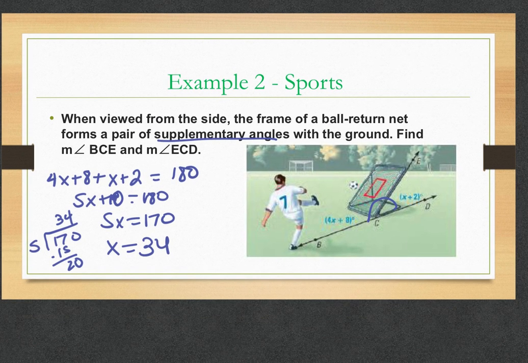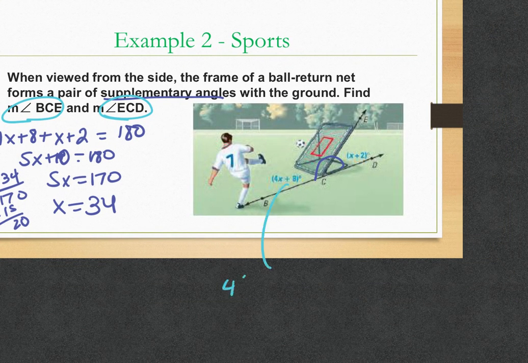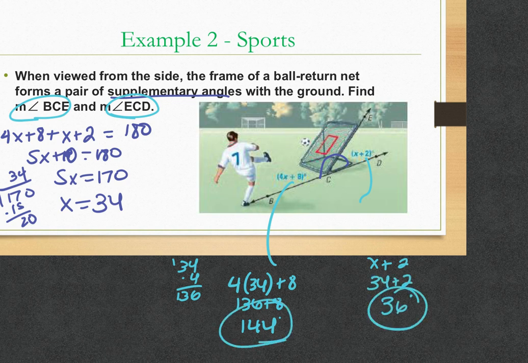Now it's asking for the actual measure of these angles, so I'm going to plug them in. 4 times 34 plus 8. 34 times 4 is 136, plus 8, or 144. And x plus 2, which is 34 plus 2, is 36. And these two should add up to 180, which they do.